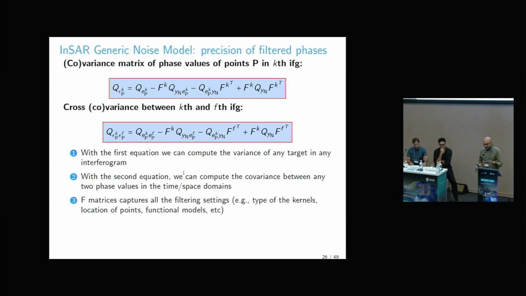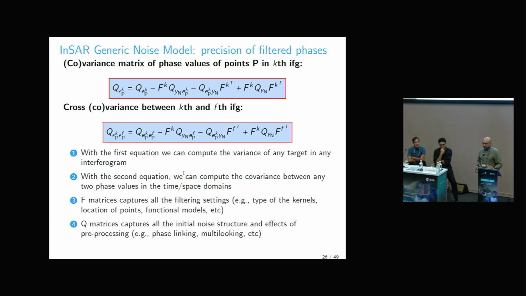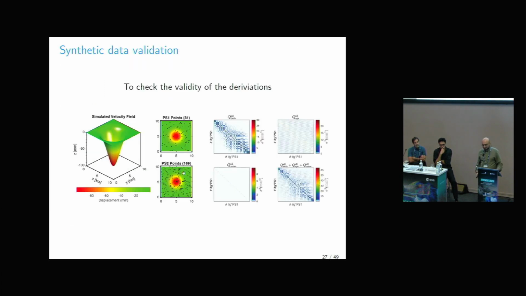And these F matrices capture all the filtering settings, types of kernels, location of the points, and functional models that we use. And these Q matrices capture all the initial noise structures and effects of pre-processing. For example, how phase linking converts coherence matrices to the covariance matrix of the final stack. So everything is there, multi-looking is there, functional models are there. All components that we have are either in these F or Q matrices.